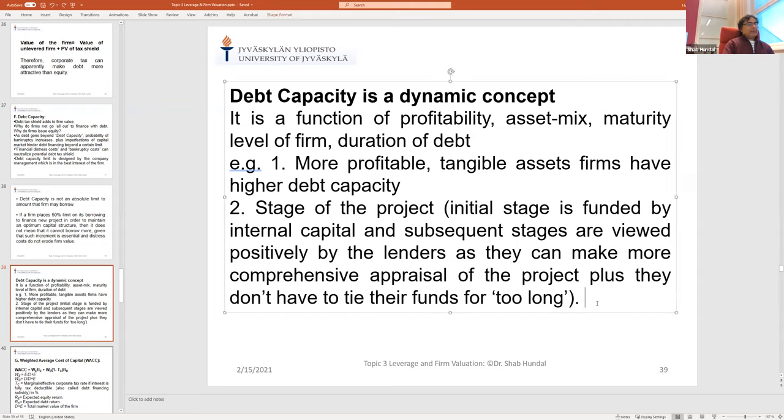But that's not everything. We might have some more points which can determine your debt capacity. And I want you guys to pay attention to it. I want you to bring some more points of the debt capacity, and we can quickly write them down. Do you see any other point which can determine the debt capacity?